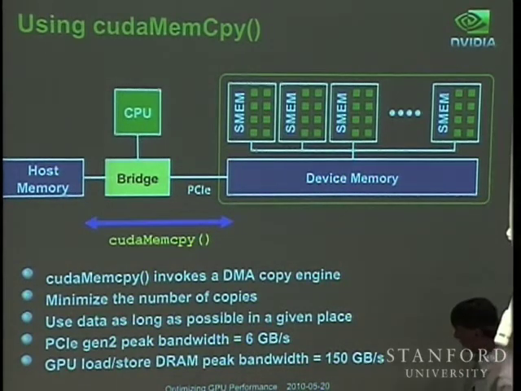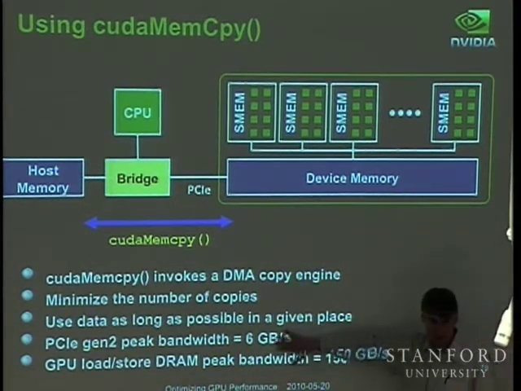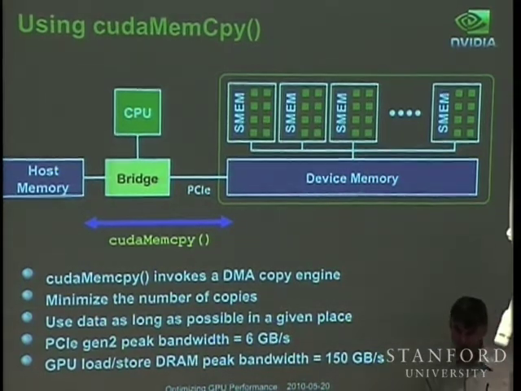So you don't want to do this too often, because if you contrast that with the DRAM bandwidth that you can get with load store instructions in the GPU, there you can get 150 gigabytes per second. So you don't want to be stuck behind this 6 gigabyte per second bottleneck on the PCIe bus if you can avoid it. So basically, the rules here are just keep data in one place as much as possible, and because of the bandwidth differential, the best place for lots of access from the GPU side, of course, would be in GPU device memory.